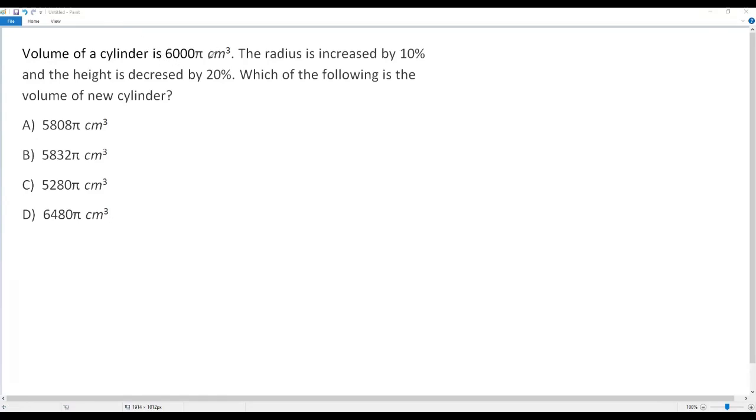The volume of a cylinder is 6000 pi centimeter cube. The radius is increased by 10% and the height is decreased by 20%. Which of the following is the volume of the new cylinder?